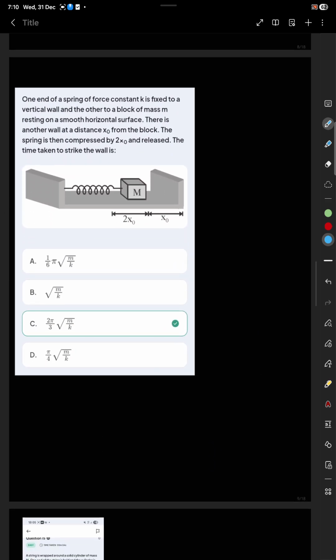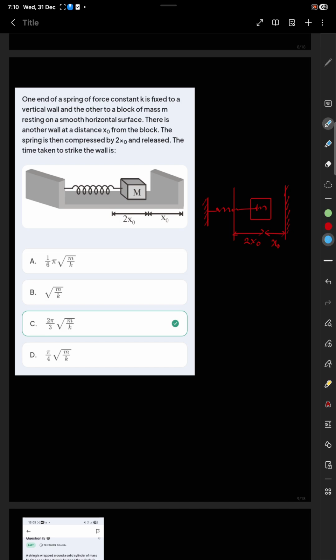This type of question is frequently asked in examinations from SHM. So here a mass is given. This mass has an amplitude, which is also given, and the amplitude is 2x naught. So this is 2x naught. And you are putting an obstacle, a wall, at x naught from this mass, and you need to find the time taken to strike the wall.